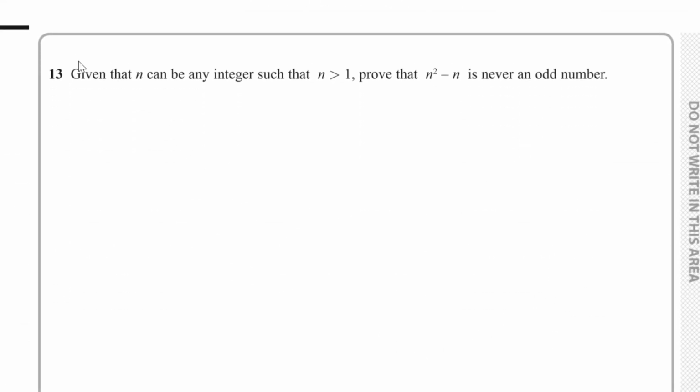Question 13. Given that n can be any integer such that n is greater than 1, we have to prove that n squared minus n is never an odd number. Well, if we factorize n squared minus n, we end up with n lots of n minus 1. And what you see over here, n lots of n minus 1, that's the product of two consecutive integers.